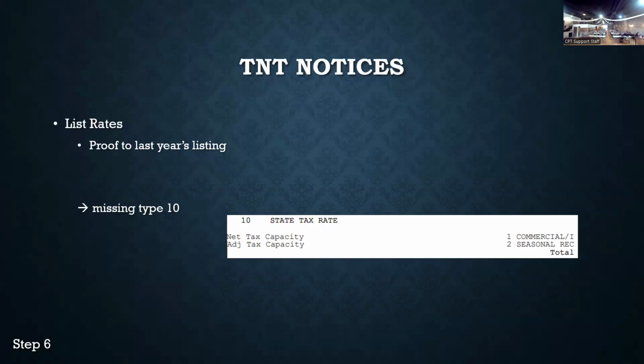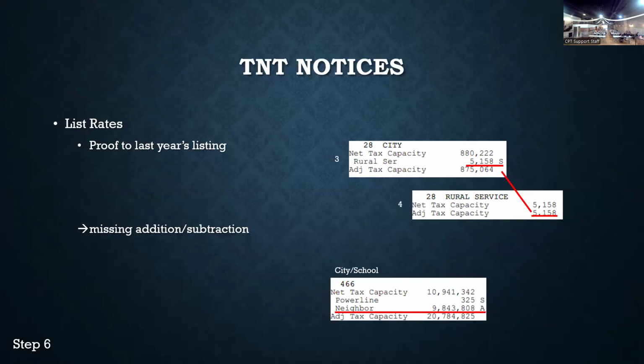The next thing that you would look for is a type 10. You just have to make sure you put those state rates in. You need a commercial, industrial, and seasonal rec for your rate type 10. And then I'm just missing an addition or subtraction. Keep in mind, if you have a rate type 4 rural service district, you have to have that in as a subtraction in your rate type 3. If you have a city school that you share with a neighboring county, you have to put that neighboring county in there. Those are the things that you're looking for on that rate listing.